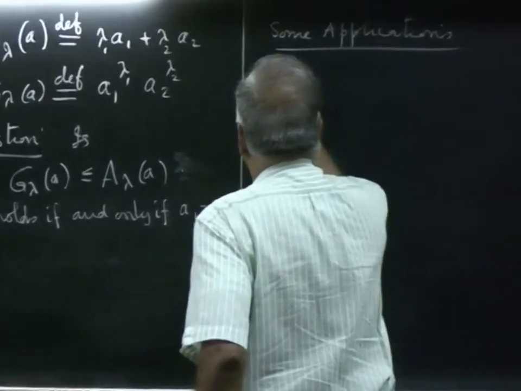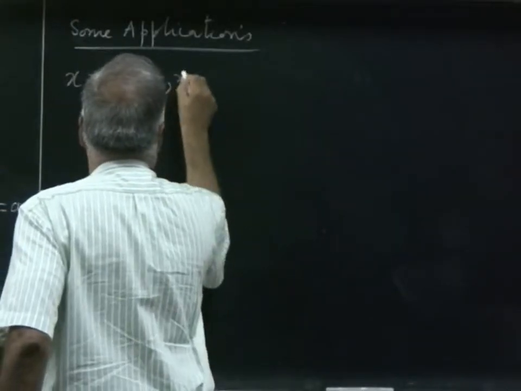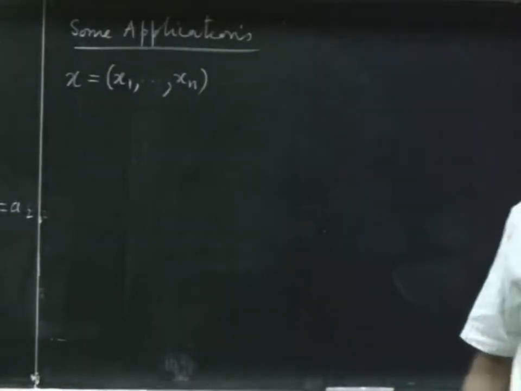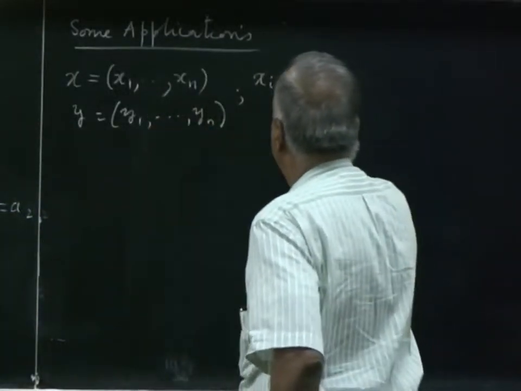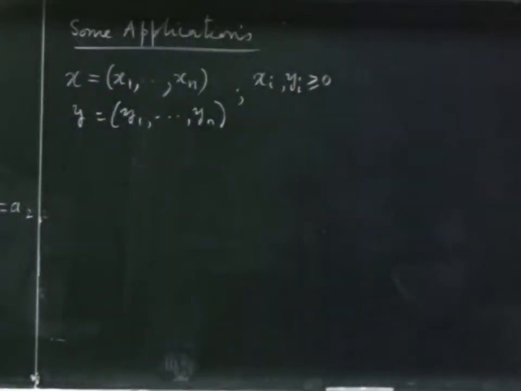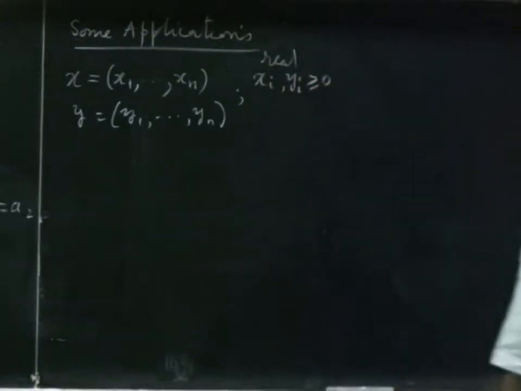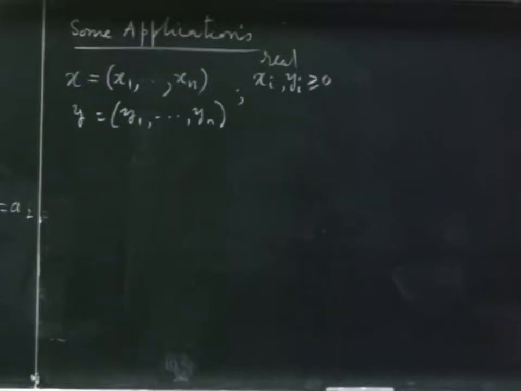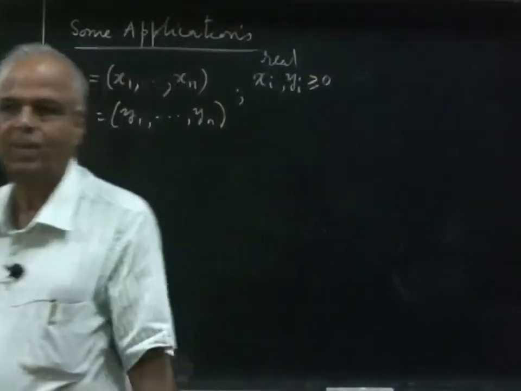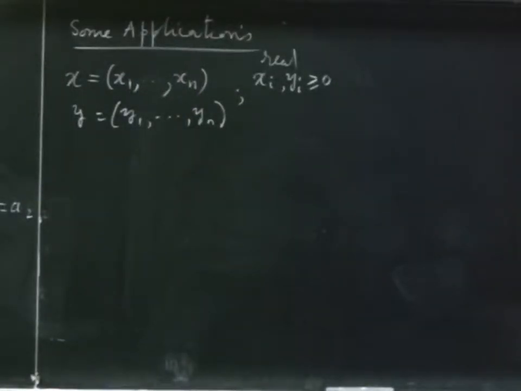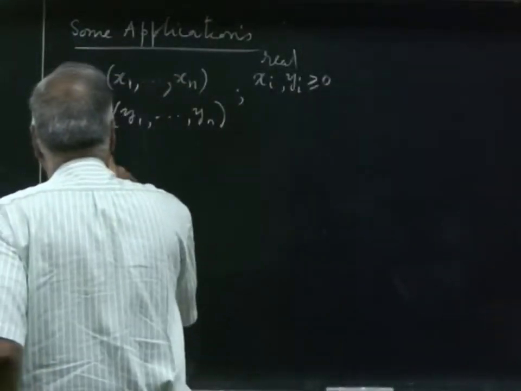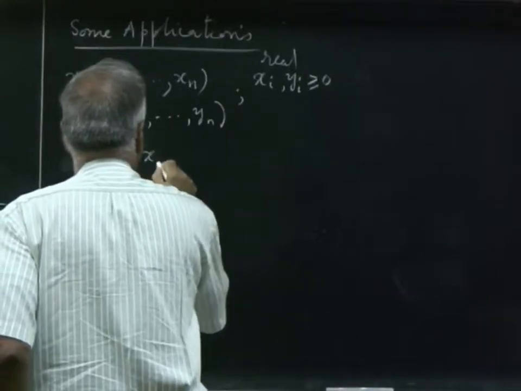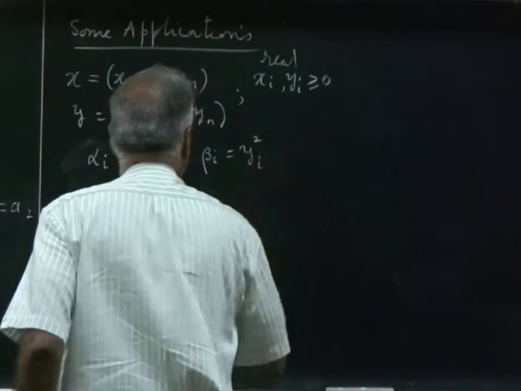Suppose I have a vector x with n components, and a vector y with n components, such that they are all real and greater than or equal to 0. They are all real and non-negative. Suppose you are in two dimensions, I am looking at vectors which are in the first quadrant. And if you are in three, you are looking at the first octant. xi, yi, zi, all three components are positive, not negative. Now, what I am going to do is, let me define alpha i to be xi squared and beta i to be yi squared.